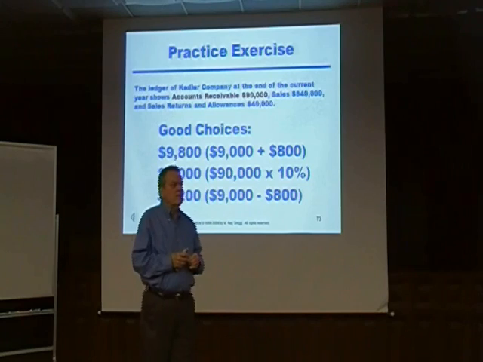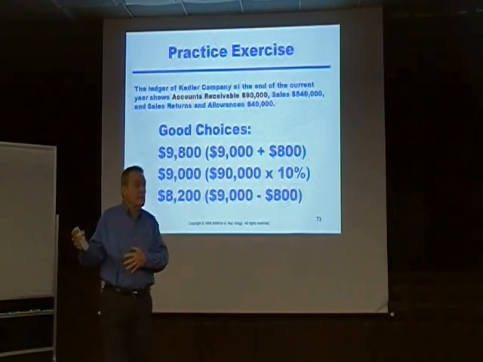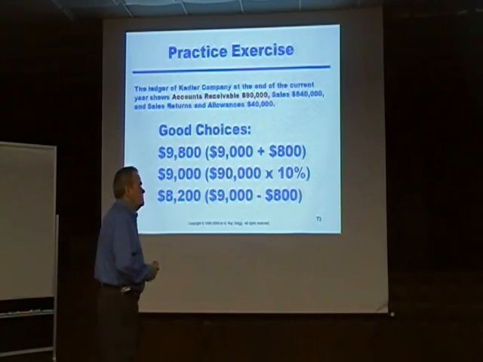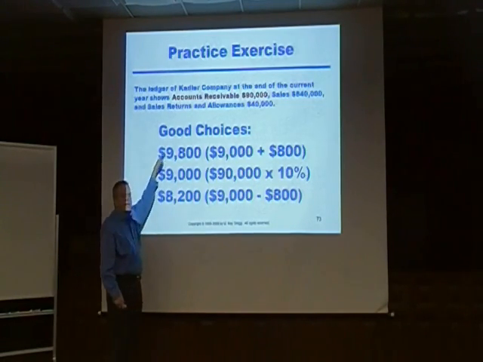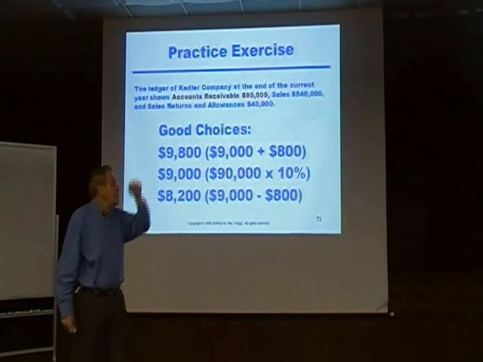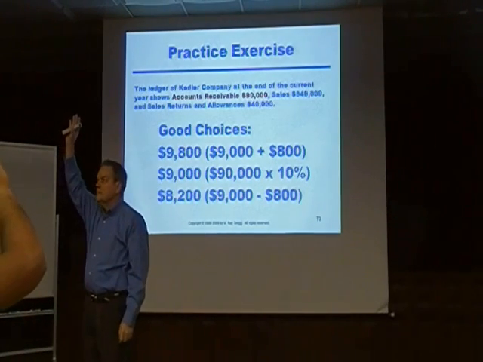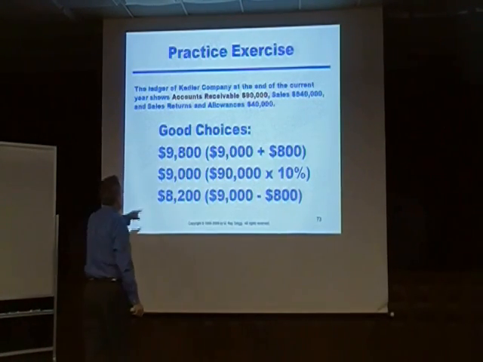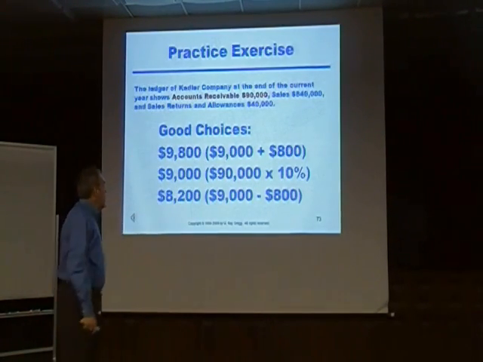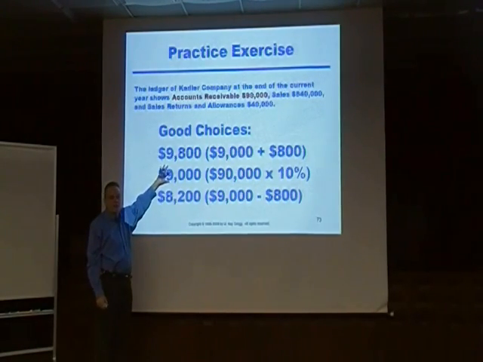Are you ready to vote? Say yes or no. The right answer is on the screen. Do you think you might have to make this decision sometime soon? Yes? If you think the right answer is 9,800, put your hand up real high. If you think the right answer is 9,000, put your hand up real high. If you think the answer is 8,200, put your hand up real high. Nobody picked the first one. A few people picked this one. The most people picked this one.